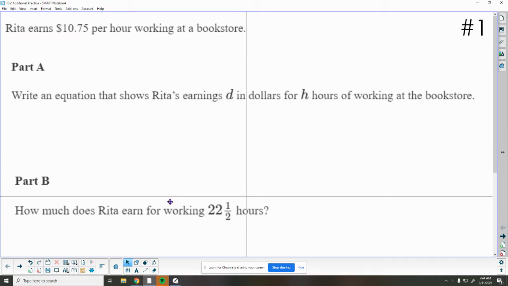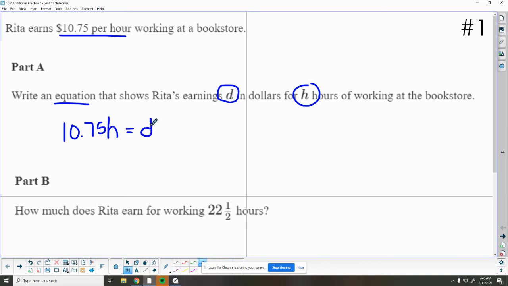They're very similar. Number 1 tells us that Rita earned $10.75 per hour working at a bookstore. We want to write an equation that shows Rita's earnings, D in dollars, for every hour she works at the bookstore. So I know every hour she gets $10.75, so I would take $10.75 and multiply that by the hours. Here's my coefficient: $10.75 times H equals D for dollars.